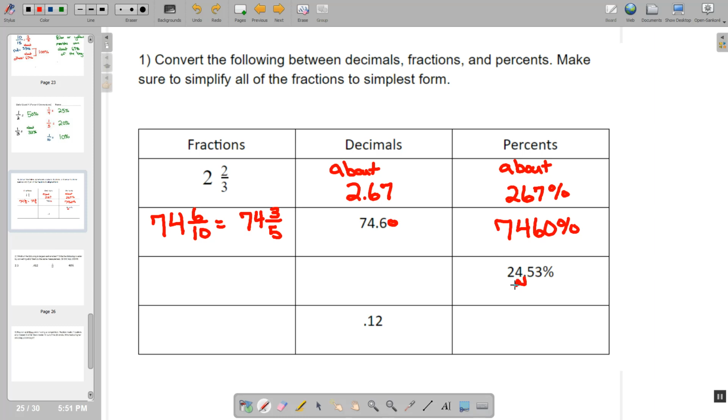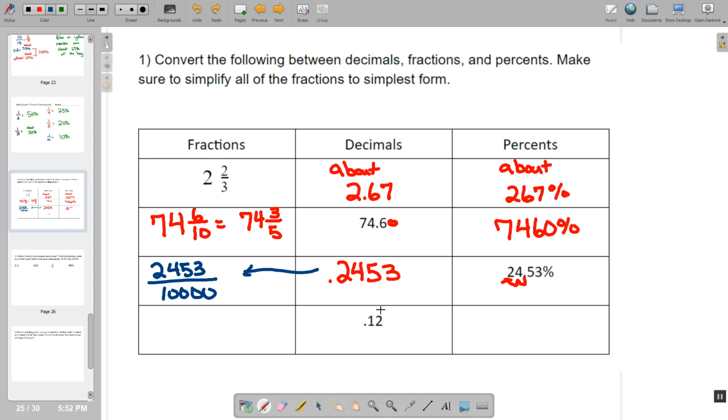For our one down here, we have 24 and 53 hundredths of a percent. So we're going to move that decimal 2 to the left, and we're going to get, and this one's really hard to say correctly, 2,453 10,000ths. This is one of the few times when if you said 0.2453, I'd probably let it go. But if you're able to say 2,453 10,000ths, then the conversion to the fraction is not bad. And I'm going to say that's in simplest form.